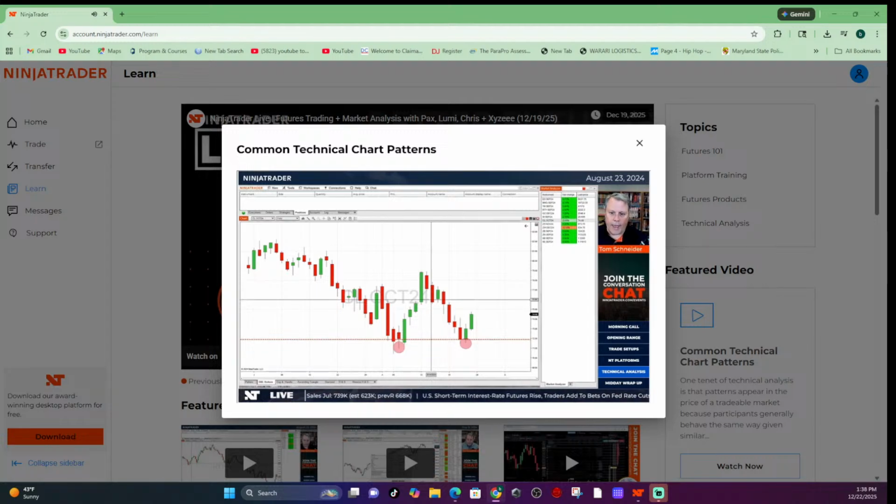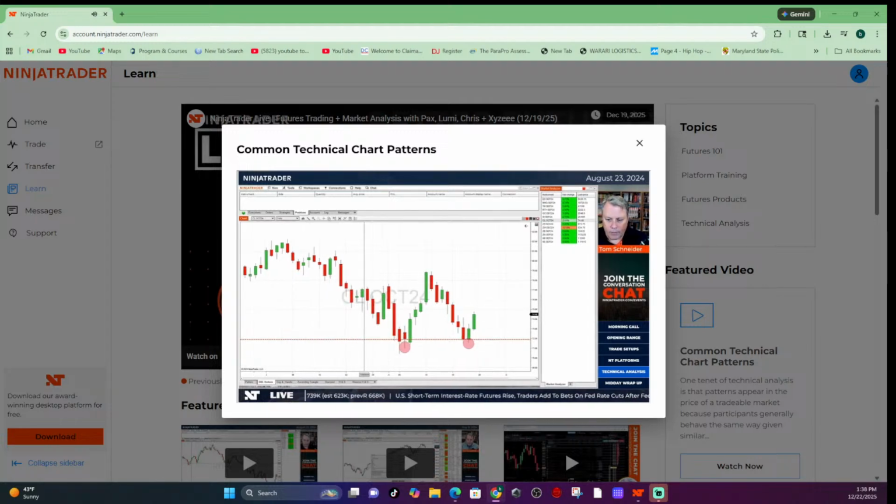But what's really happening here? In a double bottom, the double bottom is acting as support. It is a reassurance that the market is not going to trend down further from these points. Now, these bottoms don't have to be at the same place. They can be within about 5% actually. So this is a little bit of leeway, right?